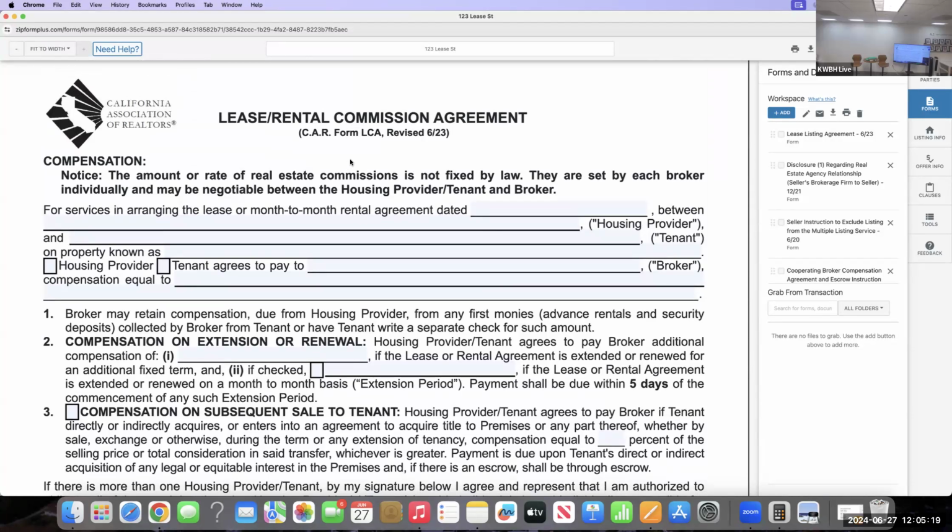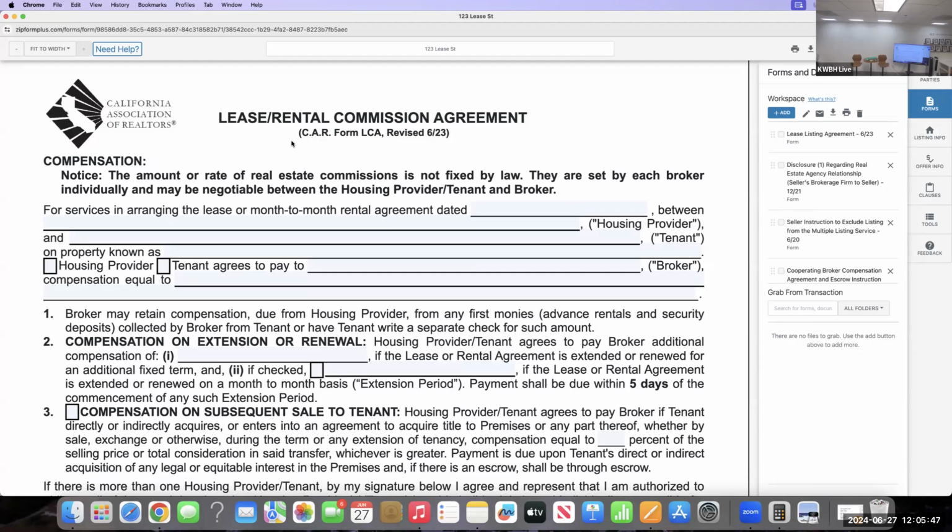Do you attach that with the KW? I would, yeah. So what am I going to send to the other agent? I'm going to send them the KW addendum, the KW lease money disposition, and this, the lease rental commission agreement. The agency should include it. If they don't include it, I'll just get it signed and send it over. Yes.